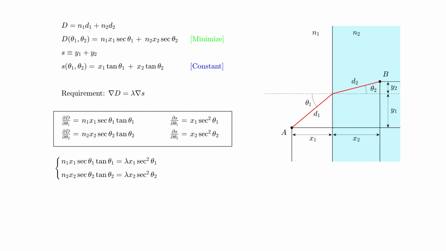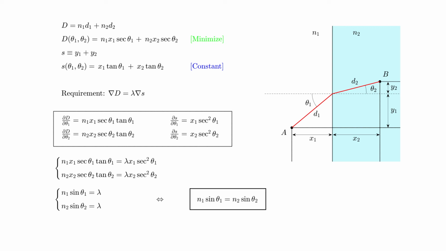If we divide the first equation by x1 times the squared secant of θ1, we get this equation, and similarly for the second equation. We can now see that the left-hand sides of both equations are in fact equal, which is obviously equivalent to this familiar equation, the Snell's law we all know and love.